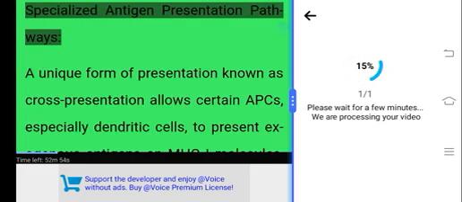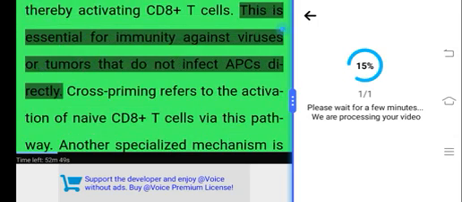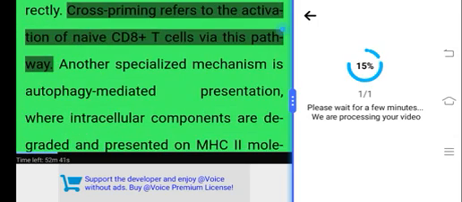Specialized antigen presentation pathways. A unique form of presentation known as cross-presentation allows certain APCs, especially dendritic cells, to present exogenous antigens on MHC I molecules, thereby activating CD8+ T cells. This is essential for immunity against viruses or tumors that do not infect APCs directly. Cross-priming refers to the activation of naive CD8+ T cells via this pathway.